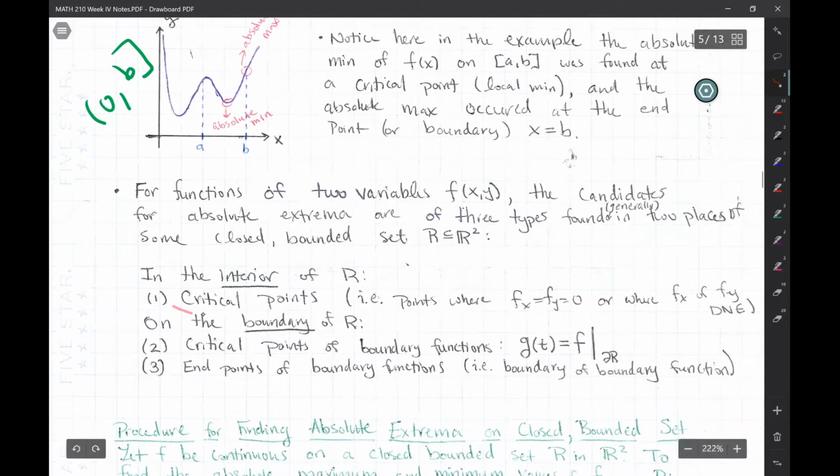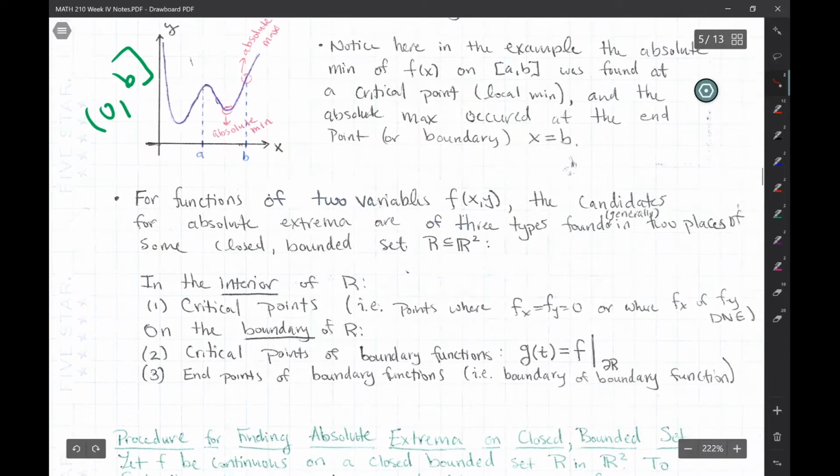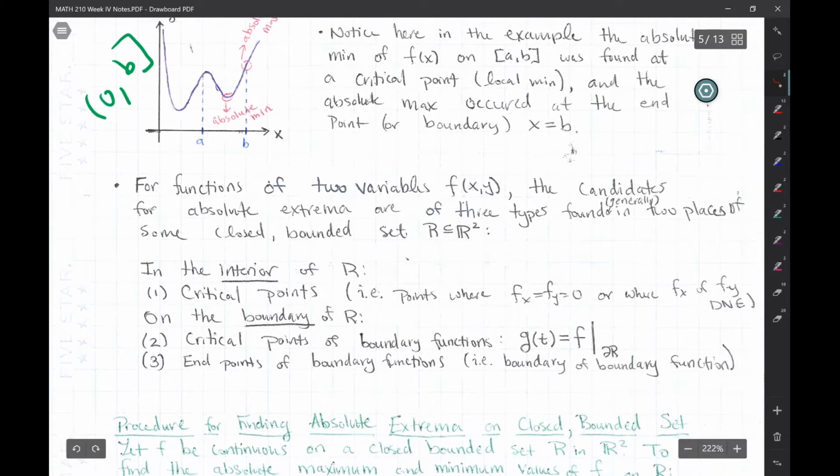So in the interior, we're going to look for critical points, same as for functions of one variable. And the critical points, I'll remind you here, are where both partial derivatives are simultaneously zero, or where one of them does not exist, which we won't be dealing with. So we're only going to focus on where the partial derivatives equal zero. And we then also have to check the boundary to see if we have a situation that we saw up here, that the highest point is achieved at the boundary.